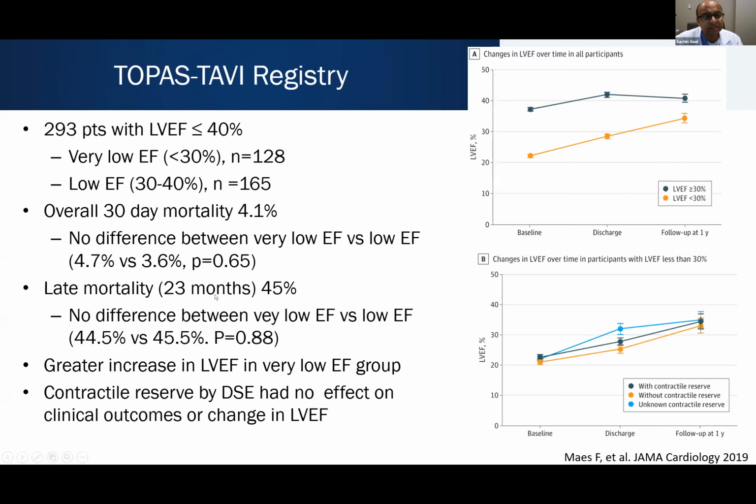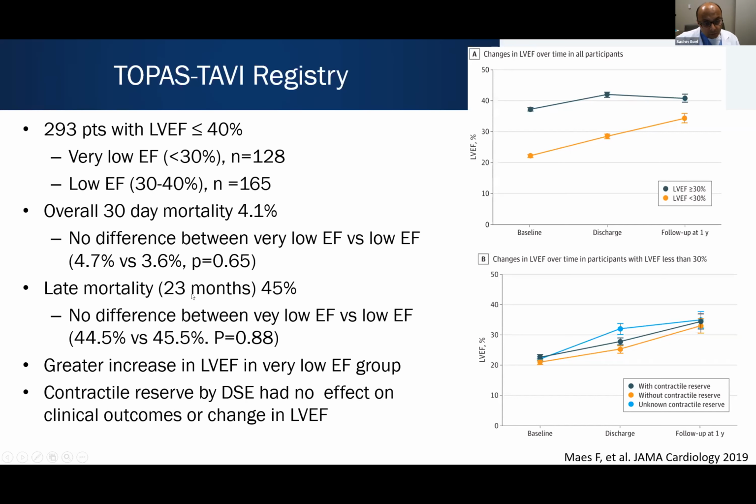Lastly, TOPAS-TAVI was the most recent registry. It was a multi-center registry of 293 patients with EF of less than 40%, of whom 128 patients had very low EF, defined as less than 30%, and the remainder with EF of 30 to 40%. 30-day mortality was 4.1% in this cohort. However, there was no difference between very low EF versus low EF, 4.7 versus 3.6.